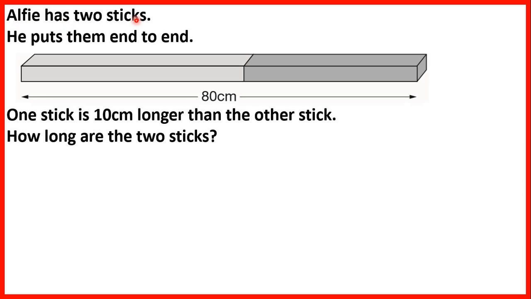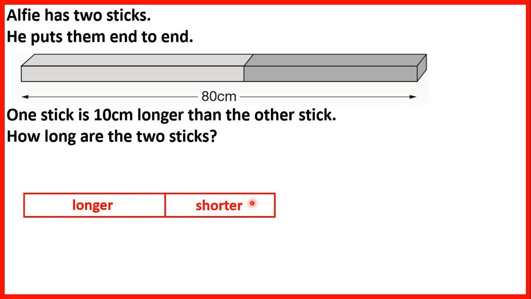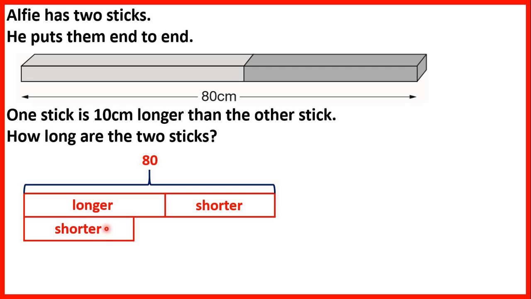Alfie has 2 sticks. He puts them end to end. One stick is 10 centimetres longer than the other stick. How long are the 2 sticks? Well, if we use a bar model, we can draw a bar to show the longer and the shorter stick. Now we know that it's 80 centimetres altogether, but the longer stick is 10 centimetres more than the shorter stick. So it's the same length as the shorter stick plus another 10 centimetres.